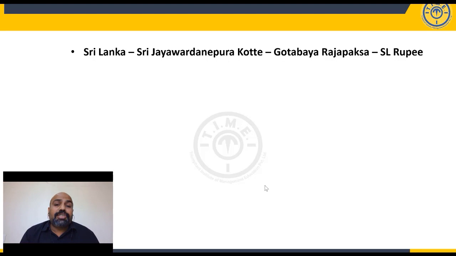So if you write Colombo, it would be right, but in case there is a choice like this in the papers, please pick this one. Okay, so Sri Jayawardenepura Kotte is the capital of Sri Lanka, and we just mentioned the president is Gotabaya Rajapaksa. We mentioned the president because it's a presidential system, and of course, the currency is the Sri Lankan rupee.